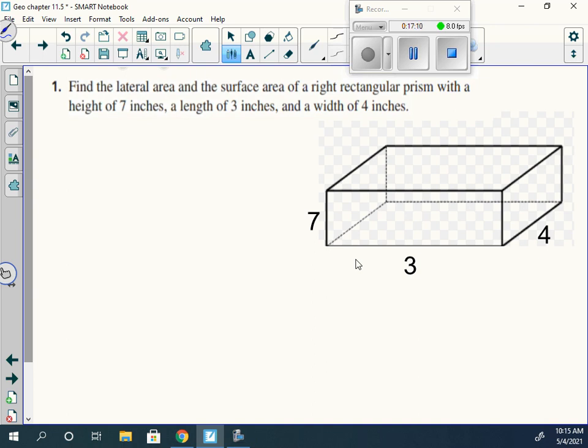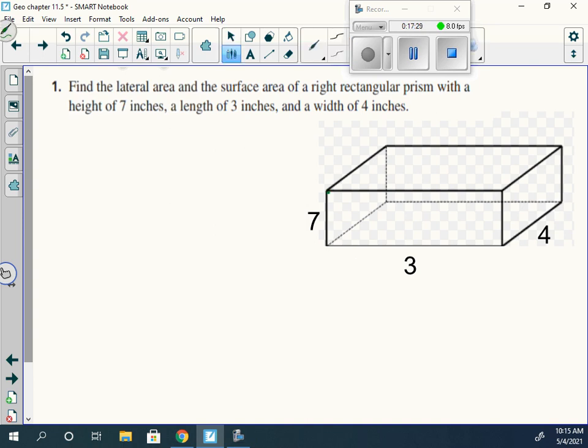Okay, so find the lateral area and surface area of a right rectangular prism with a height of 7 inches, a length of 3 inches, and a width of 4. So it asks for two things. It asks for the actual surface area and the lateral area.